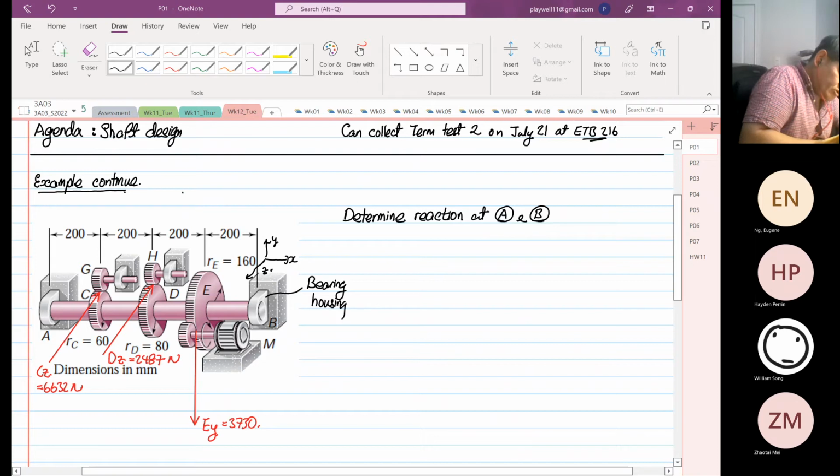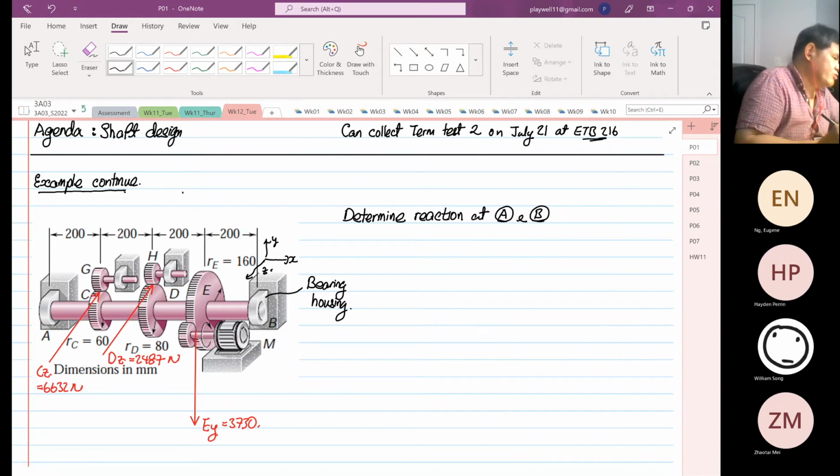So we are going to determine the reactions at point A and point B. And with these forces, you can also do sizing of your bearings, but I'm not going to do that. This course is not about sizing and selecting bearings, it's more on stress analysis. So we're going to determine the reactions at A and B.